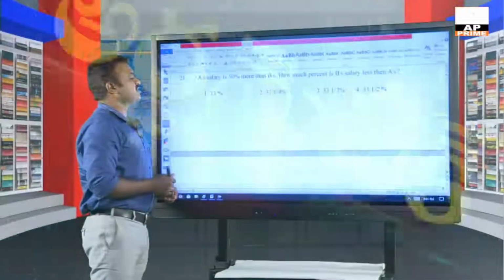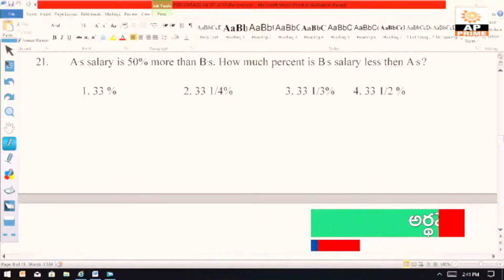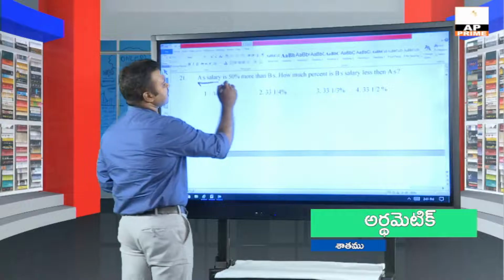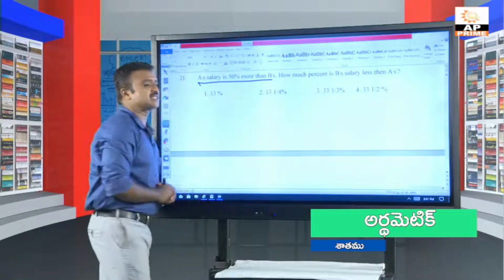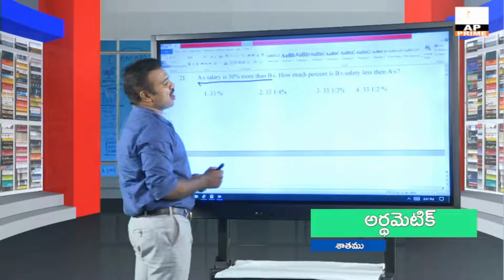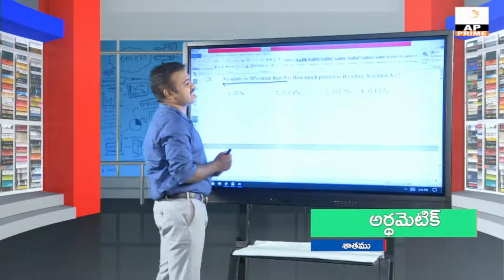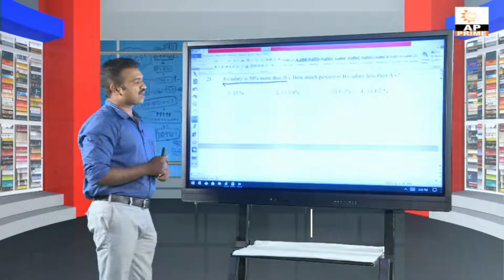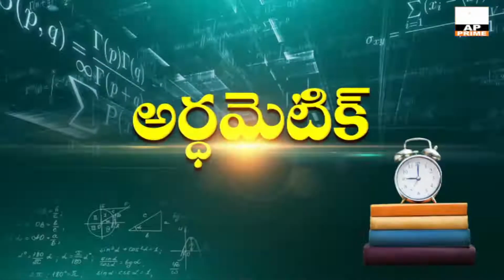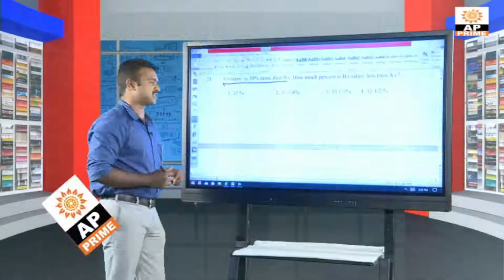ఏ శాలరీ ఈజ్ 50% మోర్ దాన్ బి. హౌ మచ్ పర్సంటేజ్ ఇస్ బి శాలరీ లెస్ దాన్ ఏ. ఏ శాలరీ అంట 50% ఎక్కువ ఉందంట. ఎప్పుడు ఎవరితో కంపేర్ చేస్తే? బీతో కంపేర్ చేస్తే. హౌ మచ్ పర్సంటేజ్ ఇస్ బి శాలరీ లెస్ దాన్ ఏ. అయితే బీతో కంపేర్ చేసినప్పుడు బి శాలరీ లెస్ దాన్ ఏ. ఏ శాలరీ ఎంత తక్కువ ఉంది బీతో కంపేర్ చేసినప్పుడు అన్నాడు.